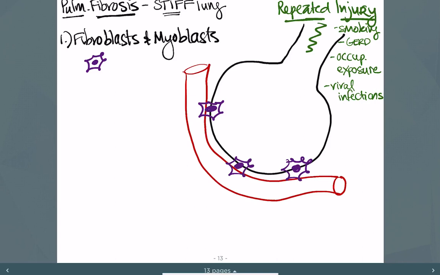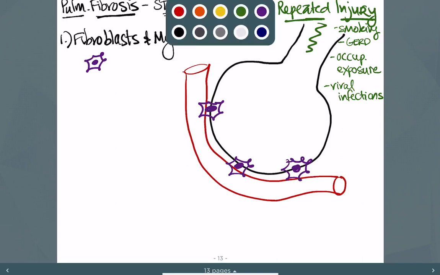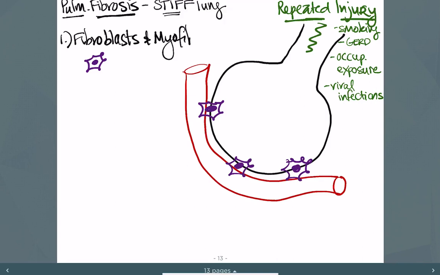I just realized this is a misspell here. Let me just write that correctly. Myofibroblasts. The body raises up fibroblasts and myofibroblasts to the scene without ever having the acute inflammation first.